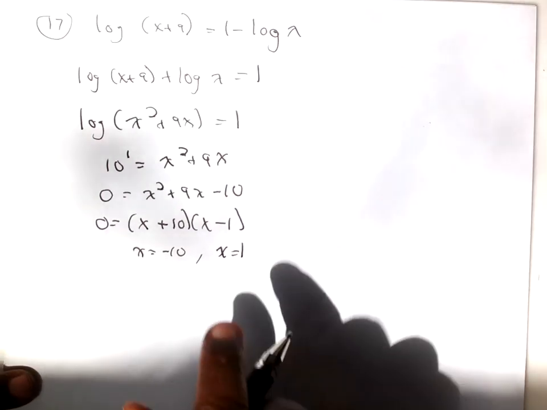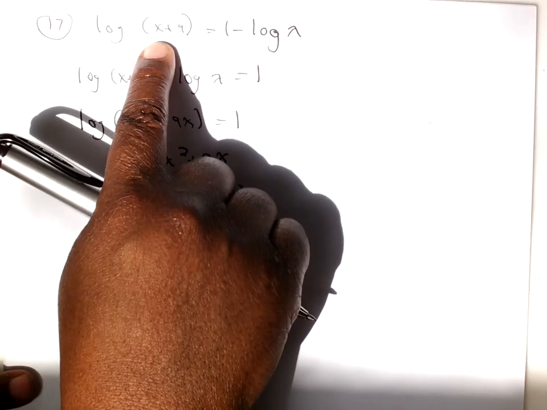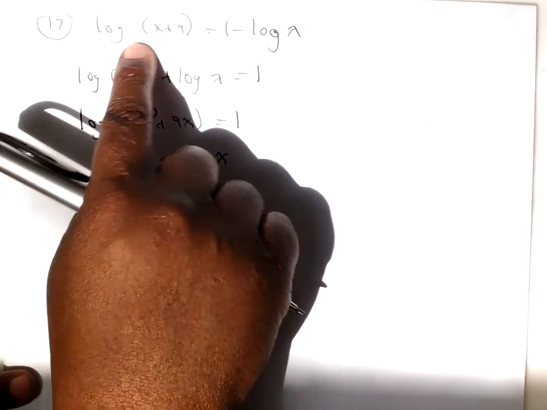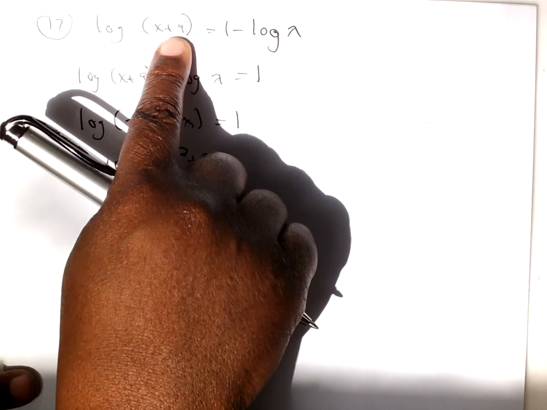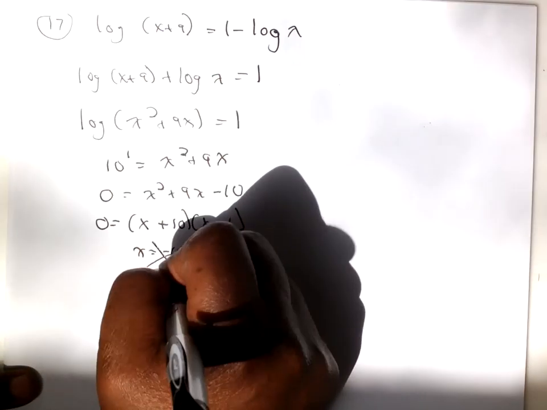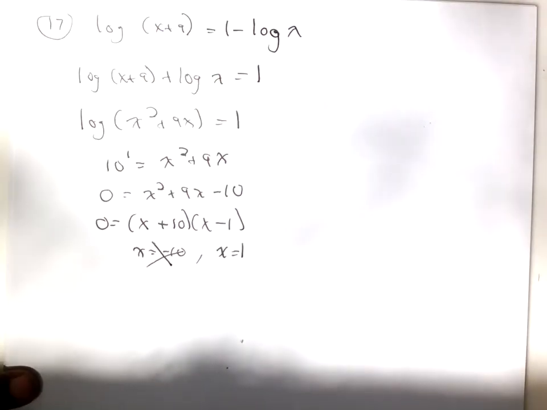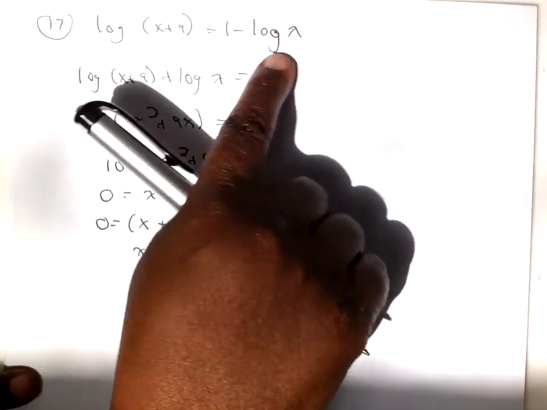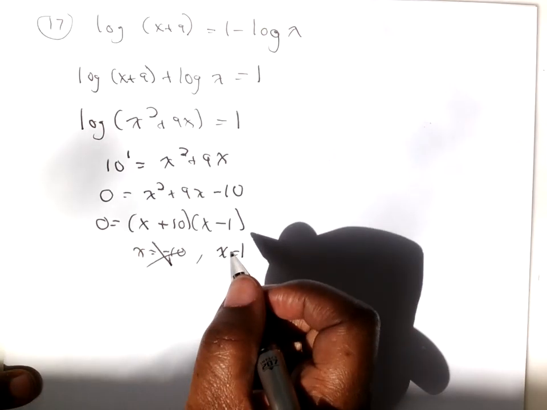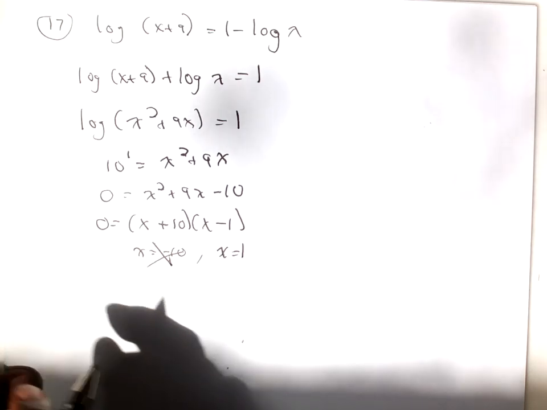So back here to the original, it can't be negative 10 because we can't have a log of a negative number. So that one I have to throw out. So my solution for this, well, let me check the 1. That's okay there, and that's okay there. So my solution to this is x is equal to 1.